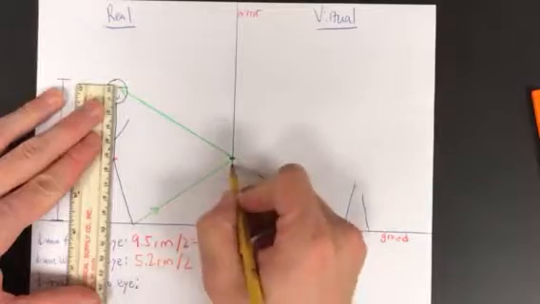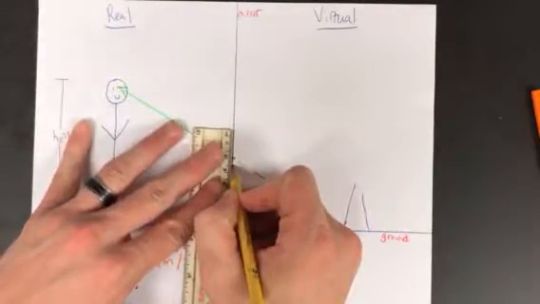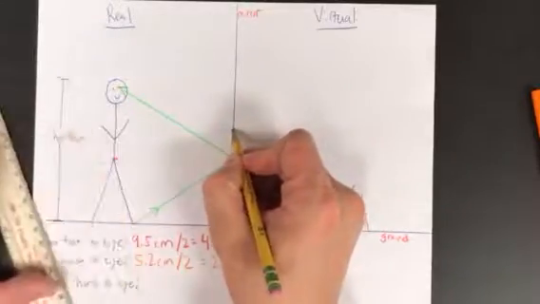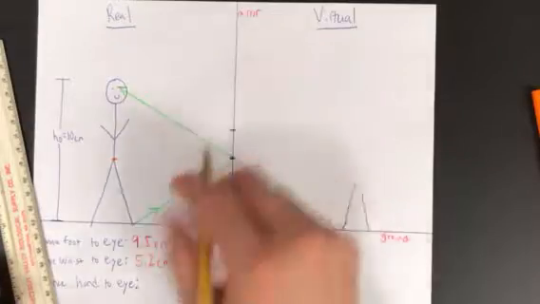So I'm just going to go over here. This is about waist level. I'm going to measure 2.6 centimeters up from that. And boop, there you go. That's half the distance from the waist to the eye. Make sure that's exactly halfway using your ruler.